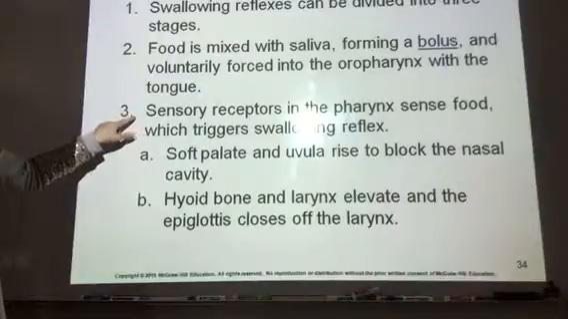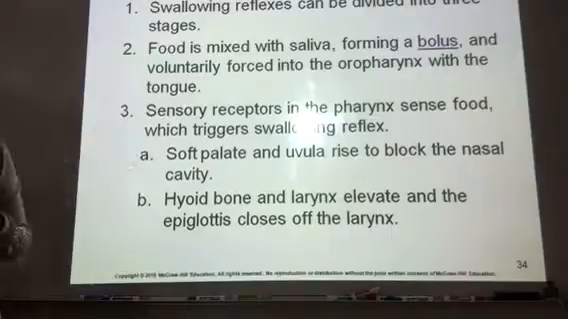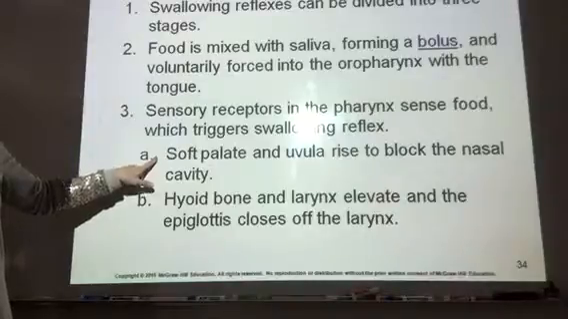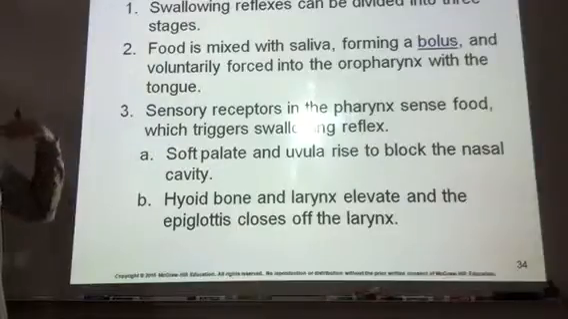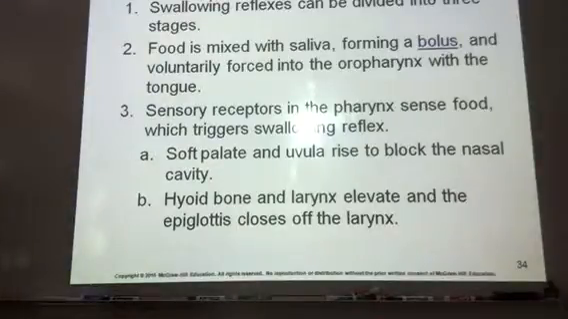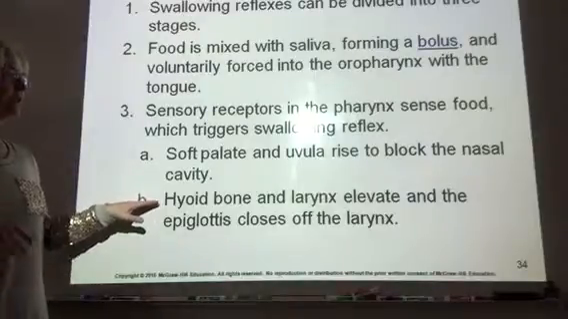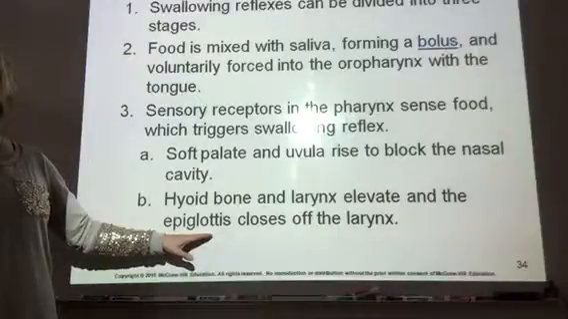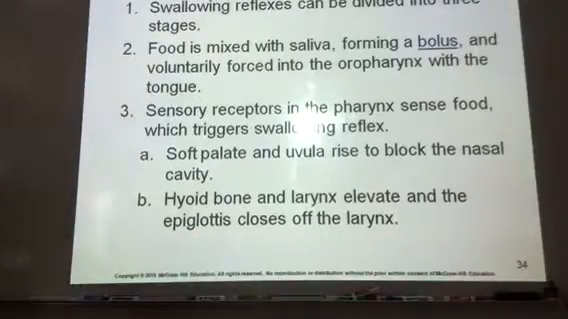Sensory receptors in the pharynx sense that food is coming into that area, and that triggers the swallowing reflex. So your soft palate, which is at the back of your mouth, and the uvula, the little flap, rise a little bit higher to block the nasal cavity so that food does not go up your nose. And then the hyoid bone and the larynx are going to elevate the epiglottis, which closes off the larynx and also helps so food does not get in your lungs either.